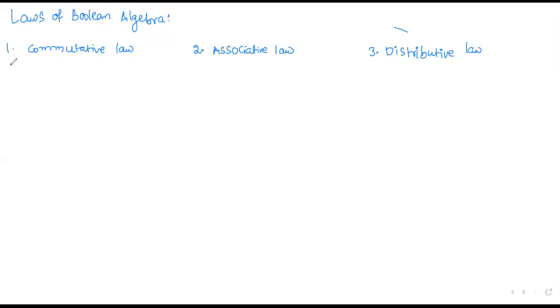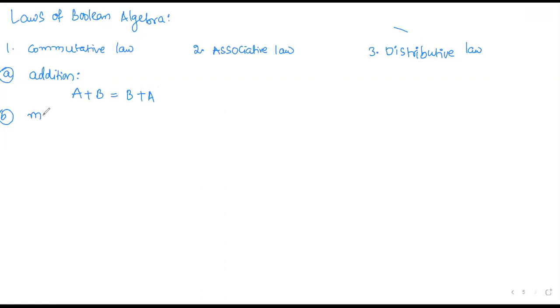Commutative law. Here we have two types of laws. One is related to addition. The addition rule is A plus B, the sum of two literals, is equal to the sum of the literals by interchanging. It is equal to B plus A. A plus B is equal to B plus A.